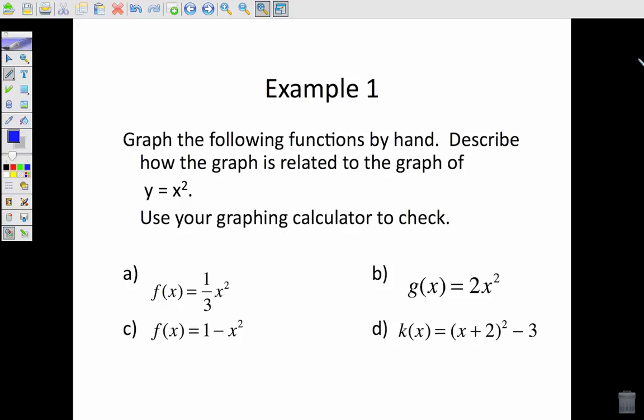Example 1, graph the following functions by hand. Describe how the graph is related to the graph of y equals x squared. See, this is the parent graph. Use your graphing calculator to check. So what I'm going to do is show you how you would sketch these by hand. All right, so here's our first example.